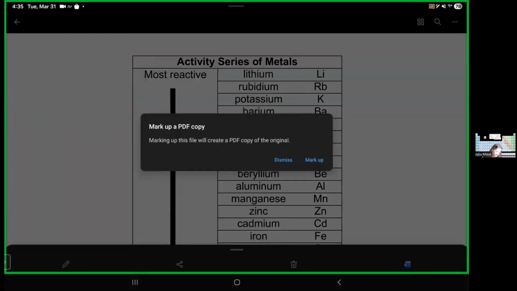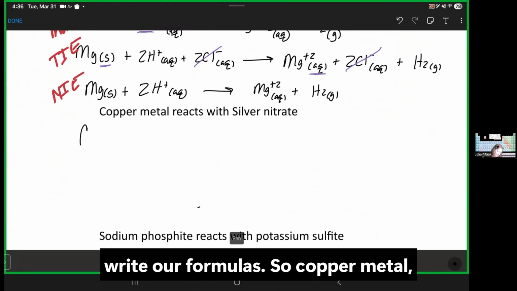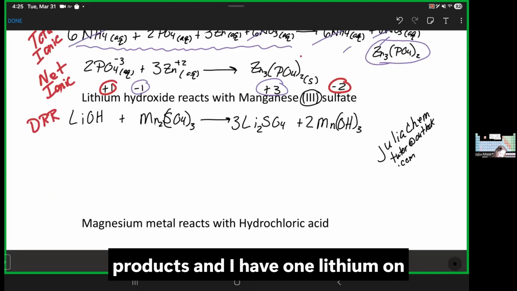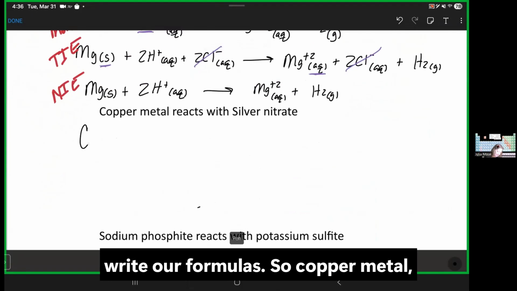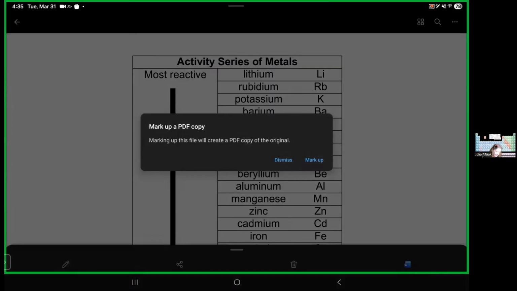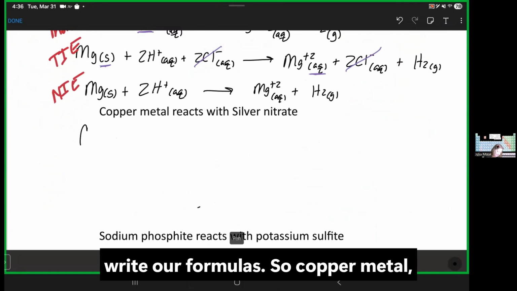Remember, we first need the balanced equation. Then we split only the strong aqueous, and we look at our electrolyte table, or the list our instructor gives us, to tell if they're strong or not. Identify your spectators and remove them, and write what's left after the spectators. So there's your net ionic equation.